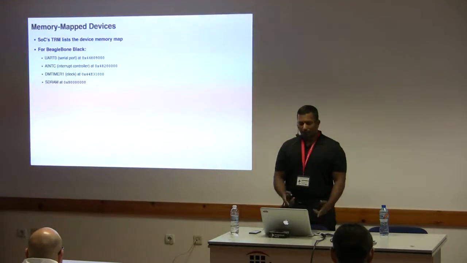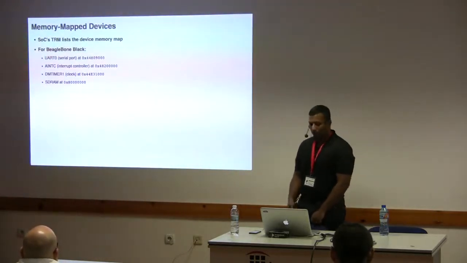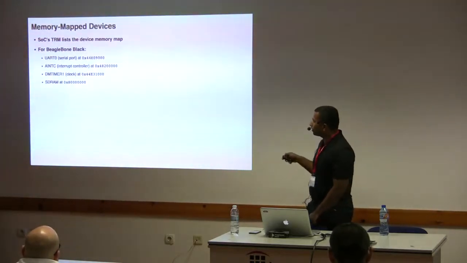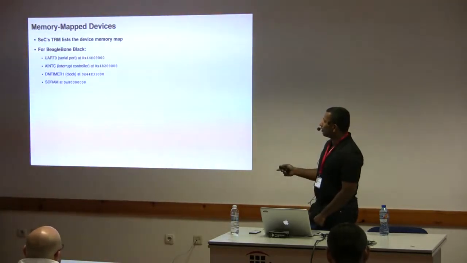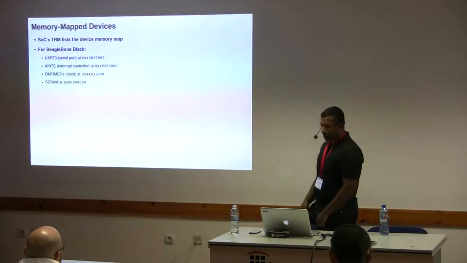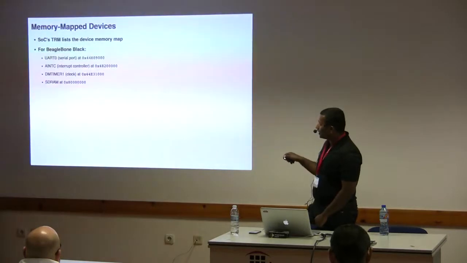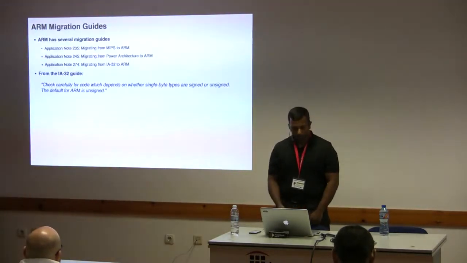The SoC's TRM has a lot of useful information, like the memory map. If you want to write to the serial port, UART0 is mapped to this address. We saw this earlier: 44E09000. If you just write to this address, that's where the transmit register is, so you can get output to serial that way. The interrupt controller is mapped to this address. The DM timer 1, which uses the clock, is at this address, and the DRAM is mapped to this address. So the SoC TRM has a lot of useful information.